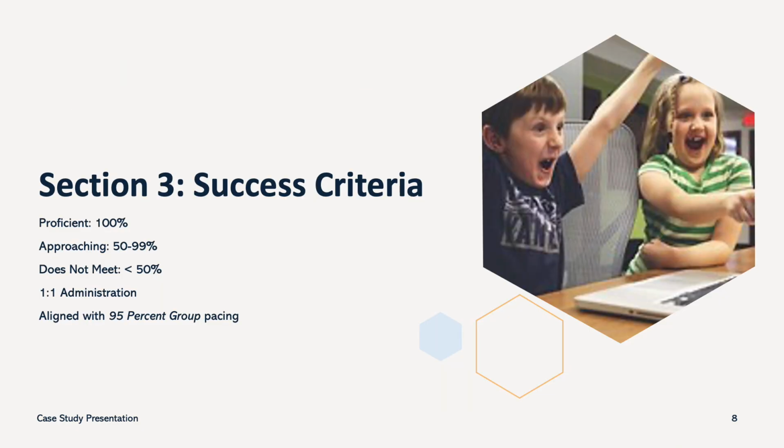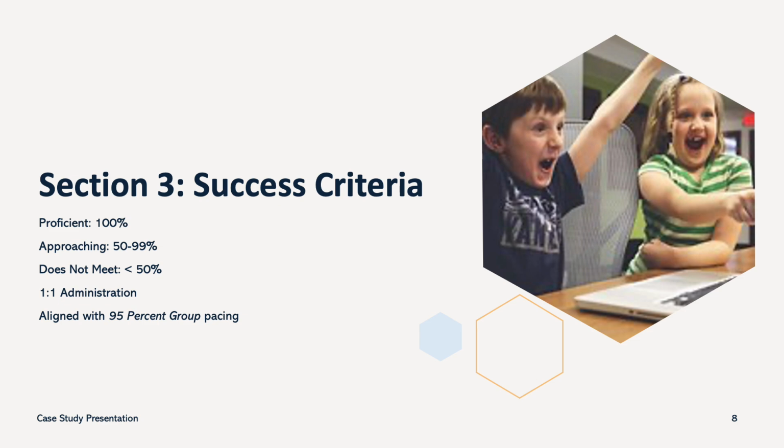For each of the 3 CFAs, our PLC created very clear success criteria so that both teachers and students understood what mastery looked like. Because each assessment had a small number of items, students needed to earn 100% accuracy to be considered proficient. Students scoring between 50 and 99% were placed in the approaching category, and anyone below 50% fell in the does not meet range.